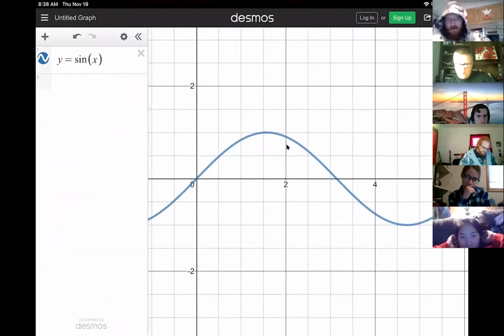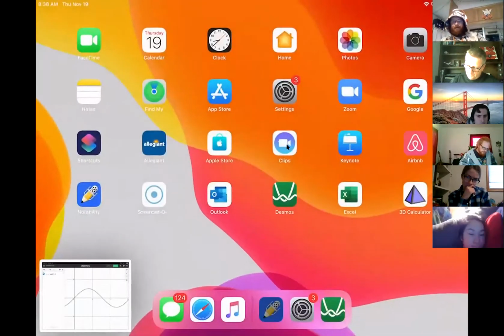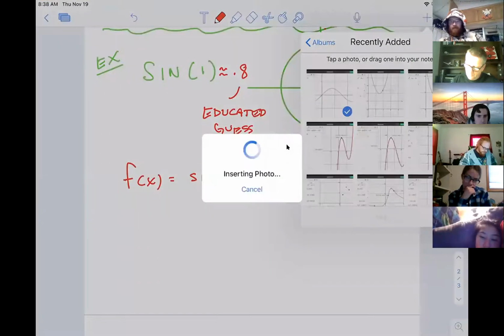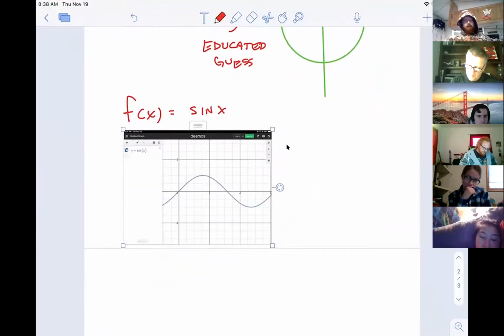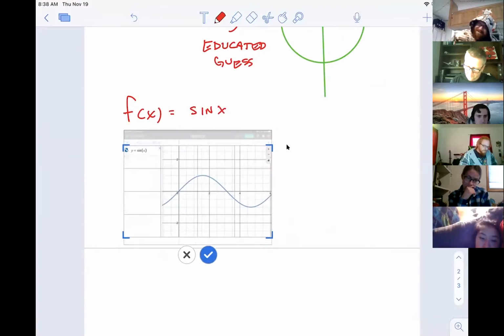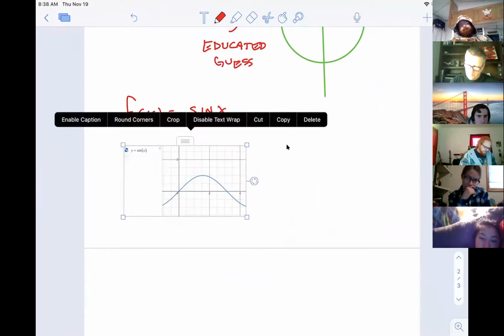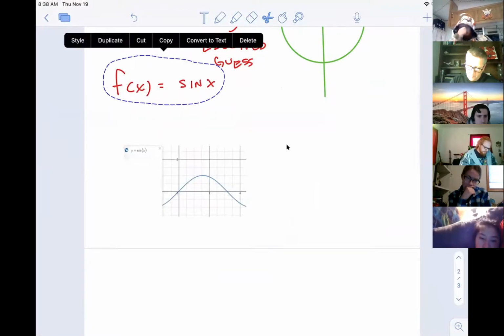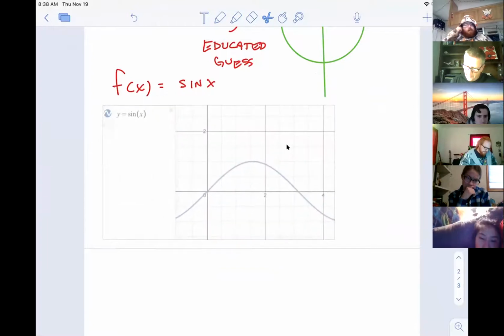So awesome. So there's our graph. Give ourselves a little room so it'll fit on there, nice and large so we can see it.